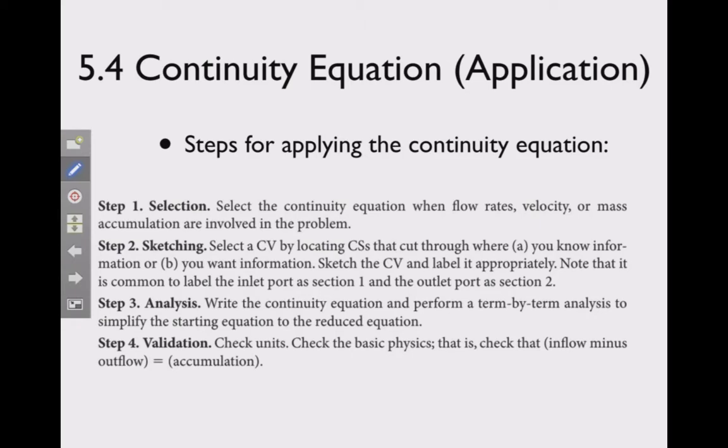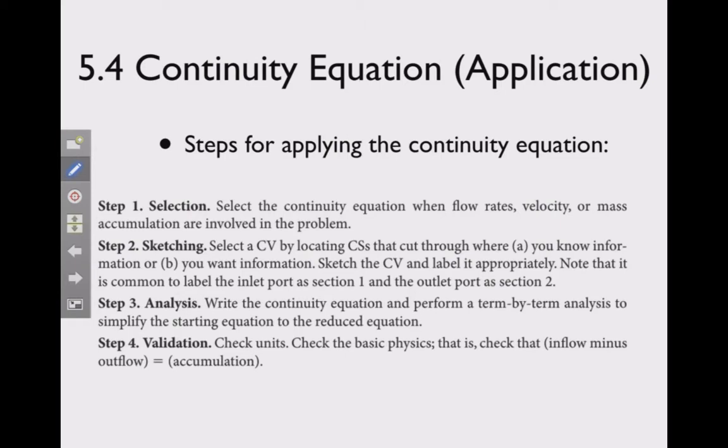Obviously, we need to learn how to apply this to real-world situations, which we'll do. And we'll just take a quick look at these steps for applying the continuity equation. So step 1 is selection. We want to select the continuity equation whenever we see a problem that deals with flow rates, velocity, or mass accumulation. When these are involved in the problem, we want to turn to the continuity equation and apply it.